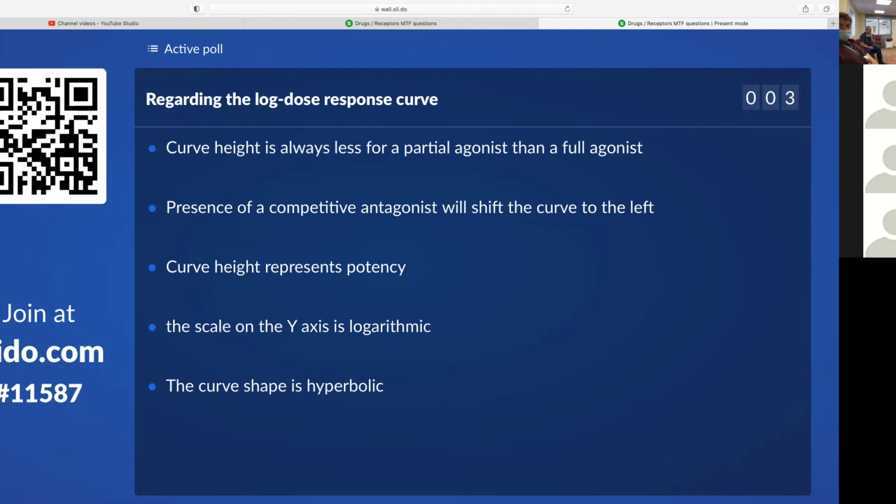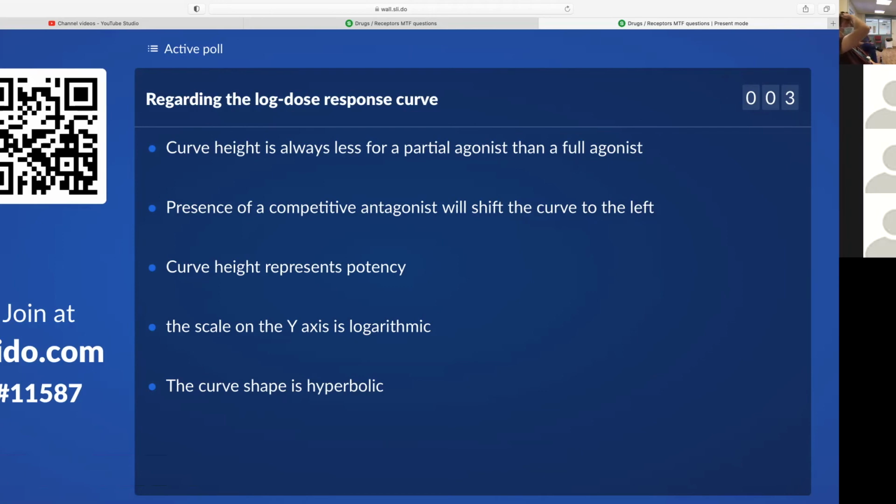Regarding the log dose response curve, height is always less for a partial agonist than a full agonist. True or false? I think that's true. It's suspicious, isn't it? Always. Yeah, exactly. I really wanted to write a question where I could say always where it's true. That was my one objective today. I think it's true. Yeah, good.